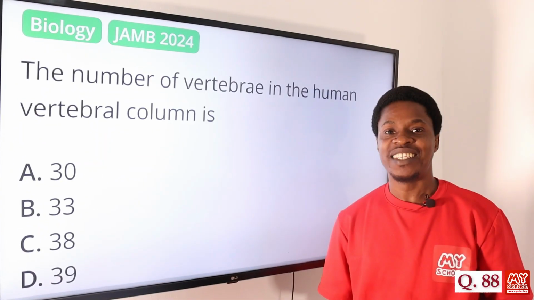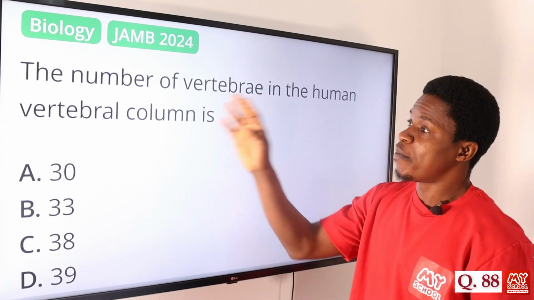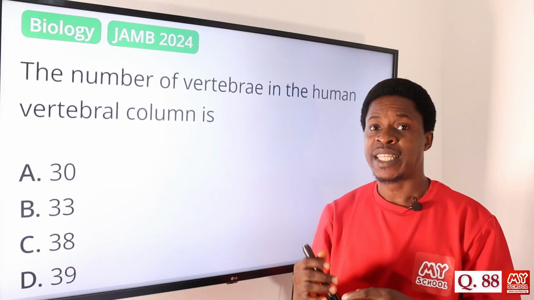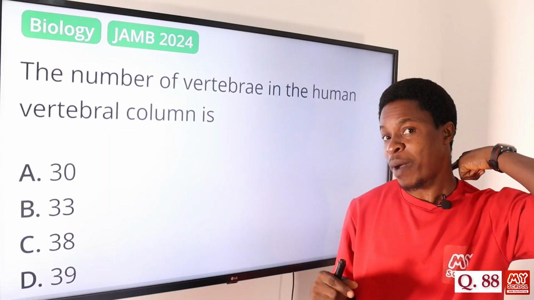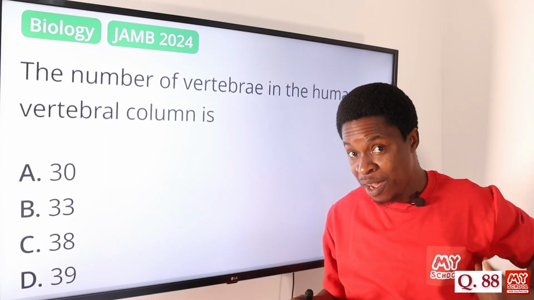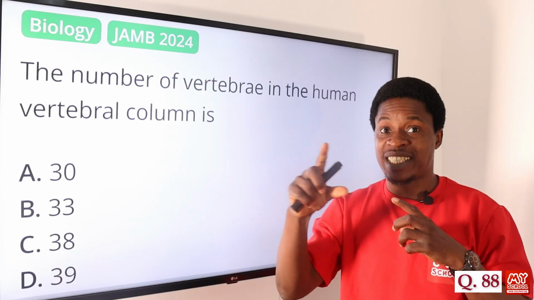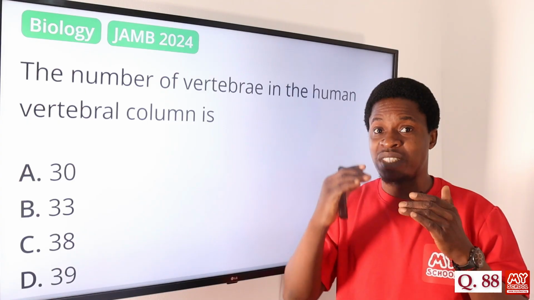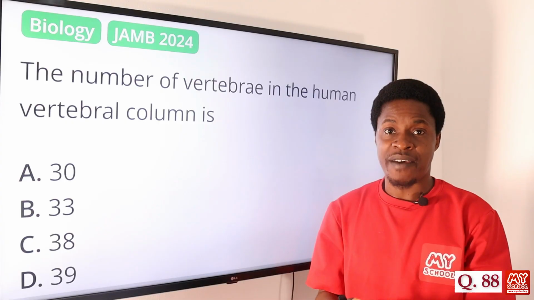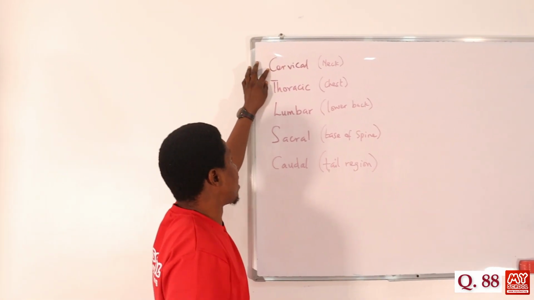Now on to question 88. The number of vertebrae in the human vertebral column is, when we talk about vertebrae, we are talking about the bones that make up the spinal cord, from the neck region down. Don't forget that the spinal cord is actually connected to the brain. That's why we said the brain and the spinal cord make up the central nervous system. So how many do we have? Let's move on to the board to see the vertebrae that make up the spinal cord.